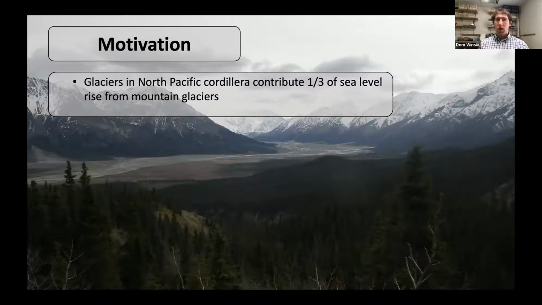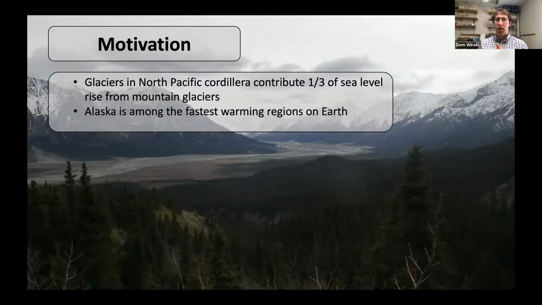So we want to understand how climate in this area is affecting glaciers. And it's probably no surprise that this is one of the most rapidly warming areas anywhere on the planet, which is of course related to the severe reductions in glacier volume. So we also want to understand what is going on in this region that's leading to such rapid warming.